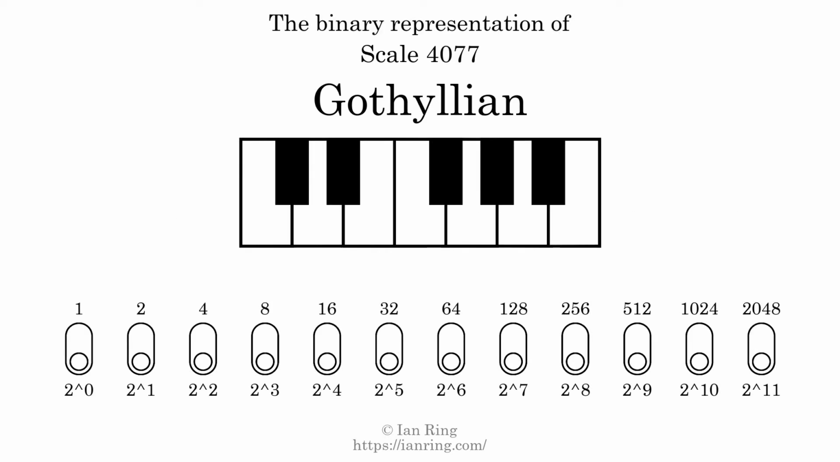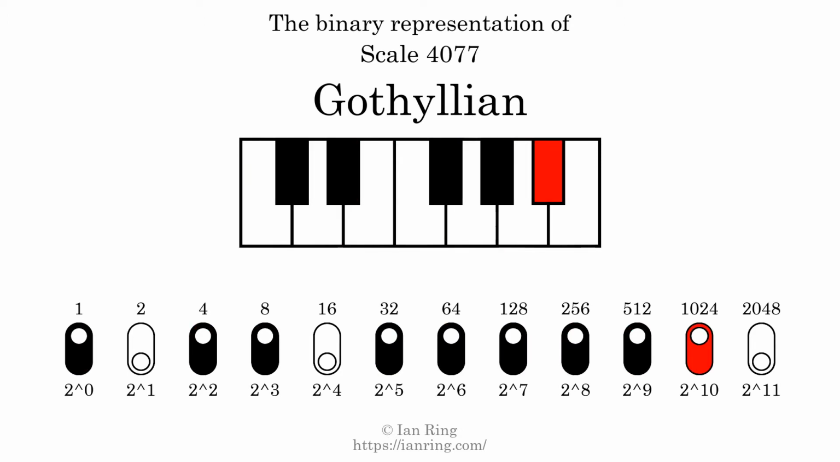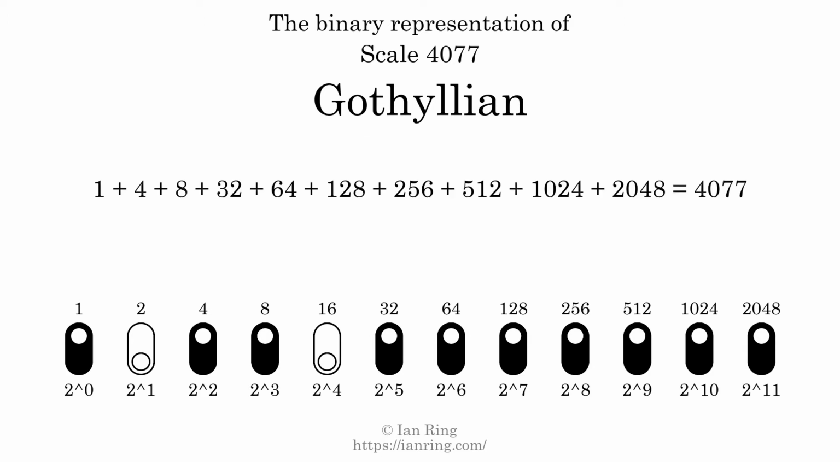The binary representation of this scale is determined by mapping tones of the scale to binary digits. Each binary digit represents a power of 2. To get the scale number, we add the powers of 2 together. The powers of 2 that are present in the scale, all added together, equals 4077. That is why the scale number, in decimal, is 4077.